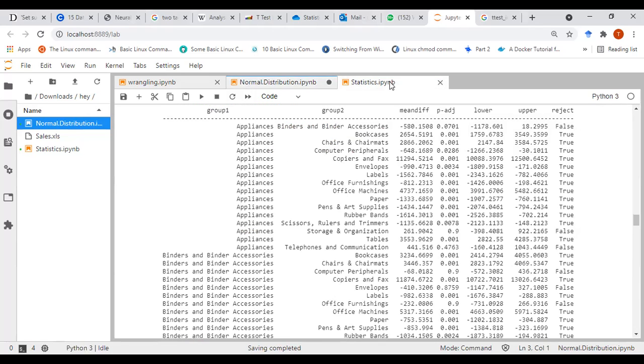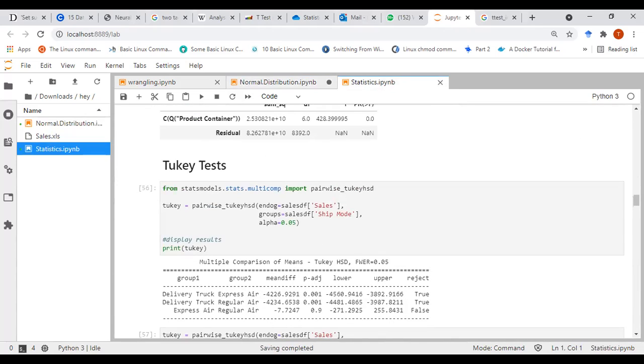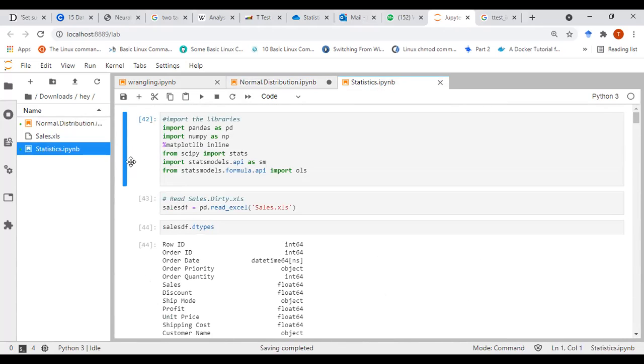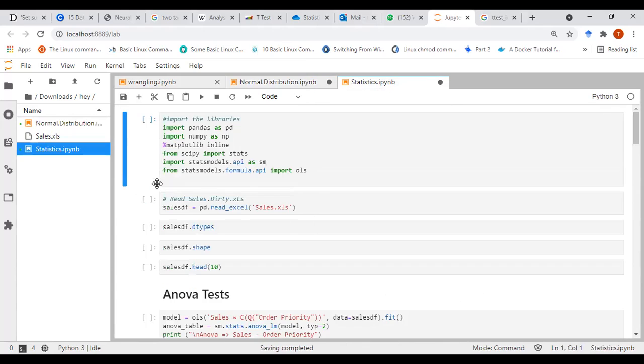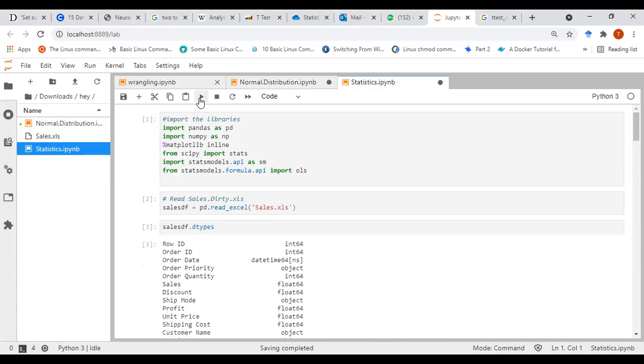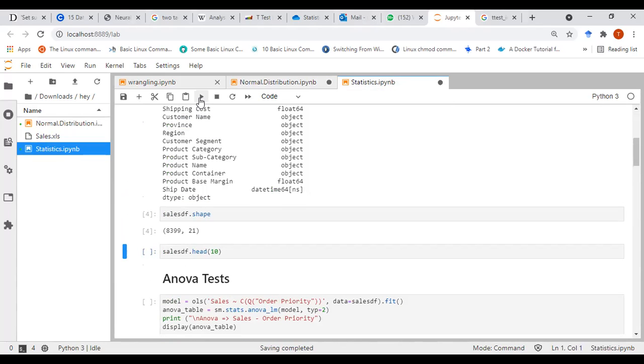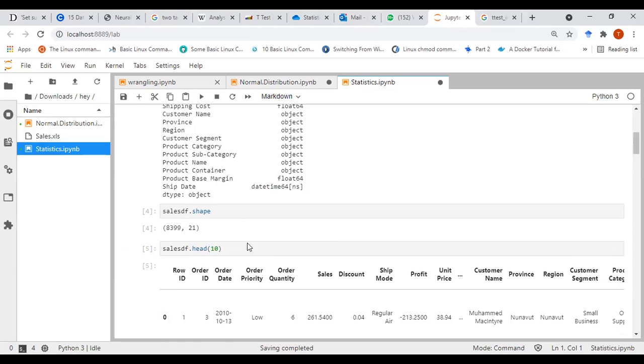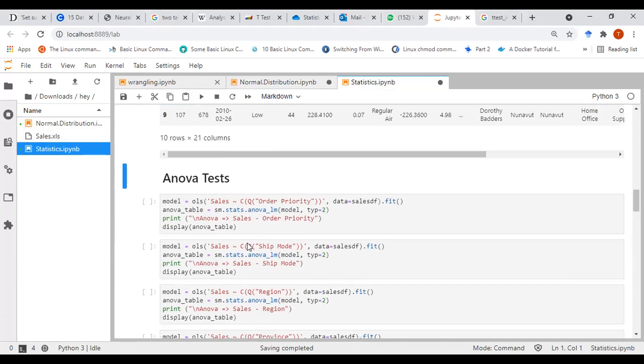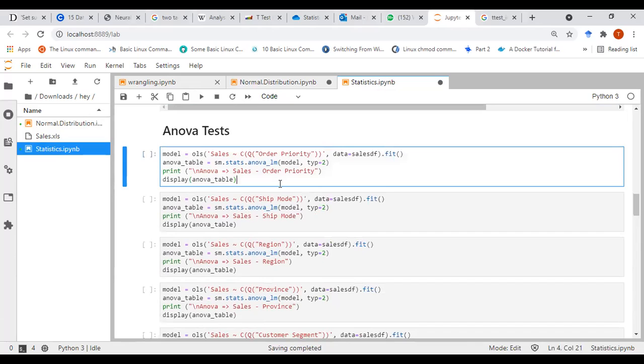Okay. We have this other file as well, the statistics. Let me just clear the outputs. So let me import this sales file. It's the same file. The types are already there. We have 8,400 rows. These are some of the header files. So ANOVA test, sales with order priority, shipping mode, region. So this is the ANOVA test.